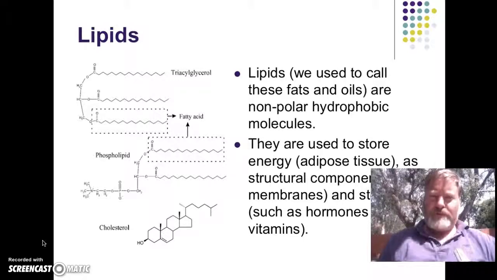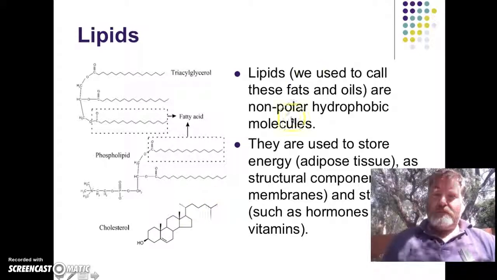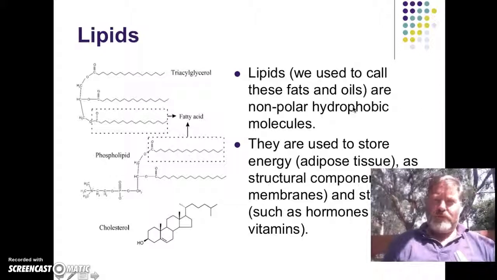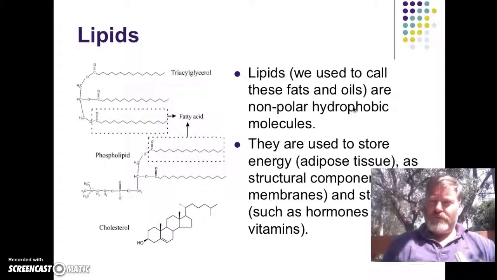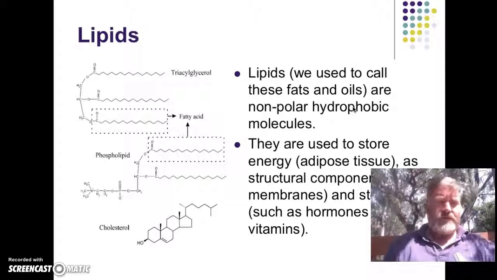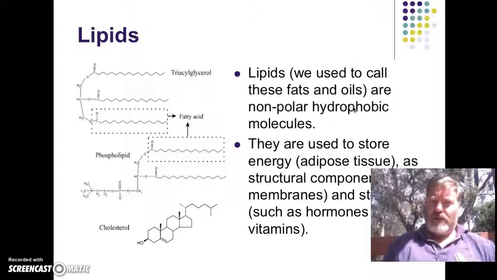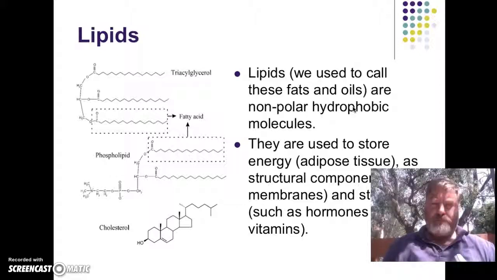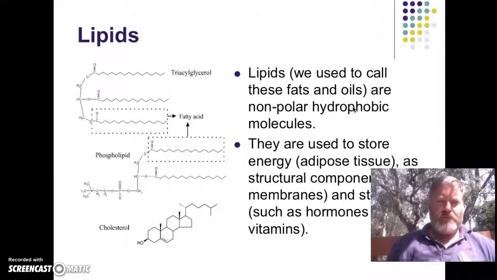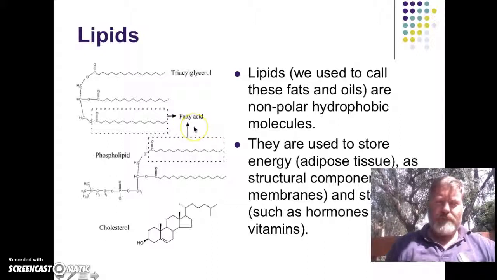So, lipids. We talked about carbohydrates and proteins, and the other major organic group, of course, are lipids. These are non-polar and hydrophobic, where, as we know, oils and water don't mix terribly well. They're a wonderful store of energy, and adipose tissue is essentially lipids stored in cells for later use if needed. The cell membrane is made of lipids, a phospholipid layer, and steroids such as hormones and vitamins are based on lipids. So lipids are critically important to us, and they contain two parts, like triglyceride and the fatty acid.